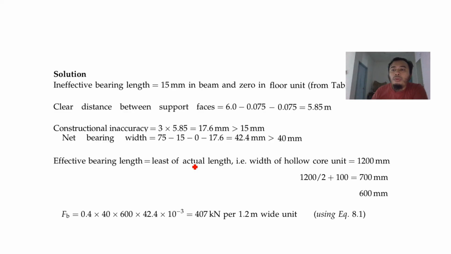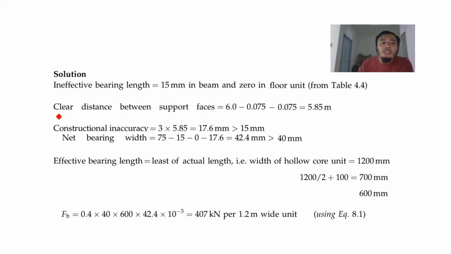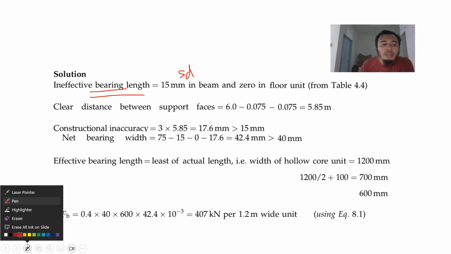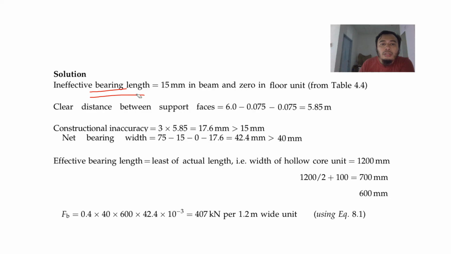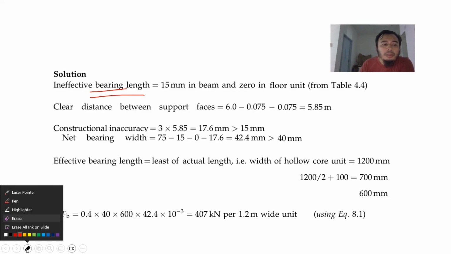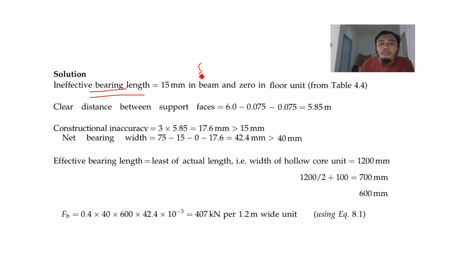So overall, we can sum it up. First, you calculate the ineffective bearing length based on the specification of your components. You have your supported member and your supporting member. This is the supporting member. This is your supported member, the one being supported. So the floor is being supported by the beam.